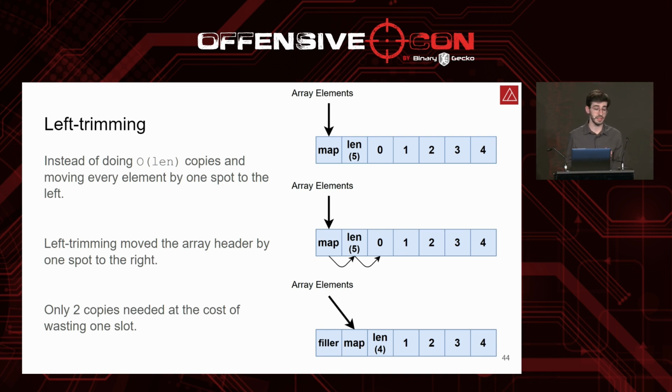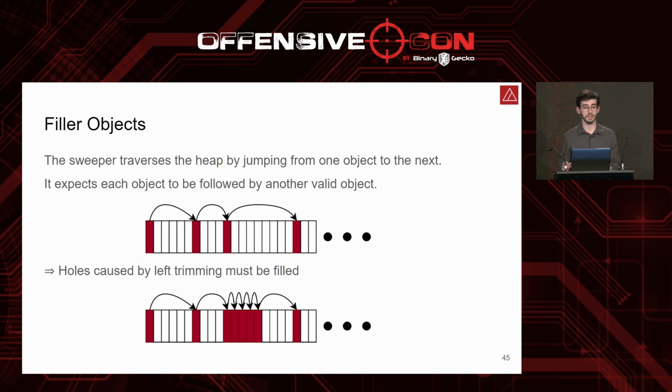However, the problem is that this leaves a hole where the array used to start, and this hole is overwritten with a filler object. The reason we need these filler objects is that parts of the code, in particular the sweeper, traverse the heap by jumping from one object to the next. They assume that the end of an object is always immediately followed by the start of another valid object. Since left trimming leaves a hole where the array originally started, it would break the traversal. So that's why we need to insert these filler objects.